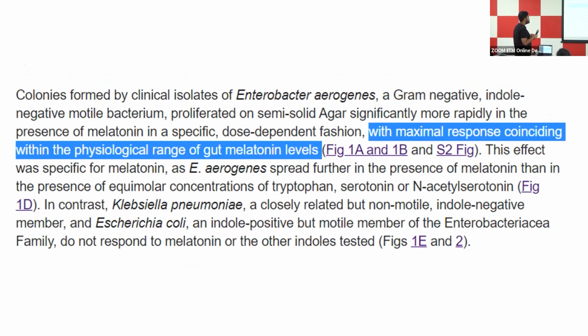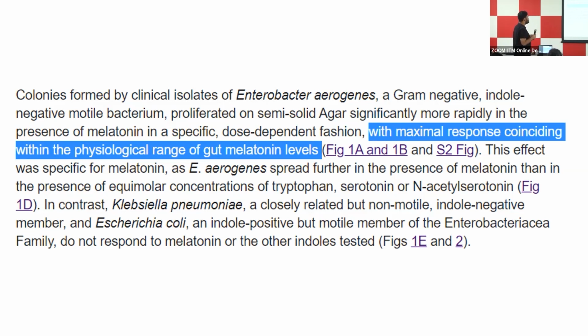So the colonies of this Enterobacter aerogenes proliferated on semi-solid agar significantly more rapidly in the presence of melatonin in a dose-dependent fashion, with maximal response coinciding with the physiological range of gut melatonin level. So the important thing to note here is that the maximal response will occur at the maximum gut melatonin level that the bacteria is used to, which is the maximum gut melatonin level of the person the bacteria grows inside.